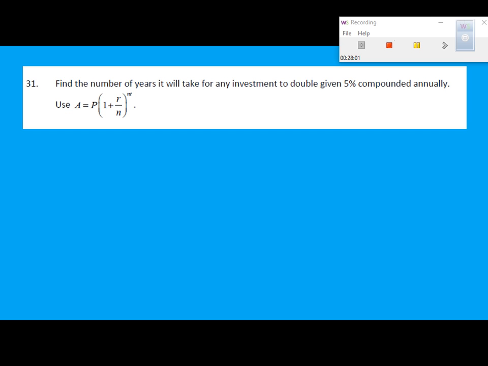Find the number of years it will take for an investment to double given 5% interest compounded annually. So it doesn't matter what principal you pick. I'm going to pick 1. And then by the time it doubles, that would be a 2. It doesn't matter if you pick 1 and 2, 100 and 200, 1,000 and 2,000. That part doesn't matter. Now my equation is going to look like this. 2 equal 1, 1 plus, they told me my interest rate was 5%, so I got 0.05, over the number of compoundings, which is annual, which is 1, raised to the t.